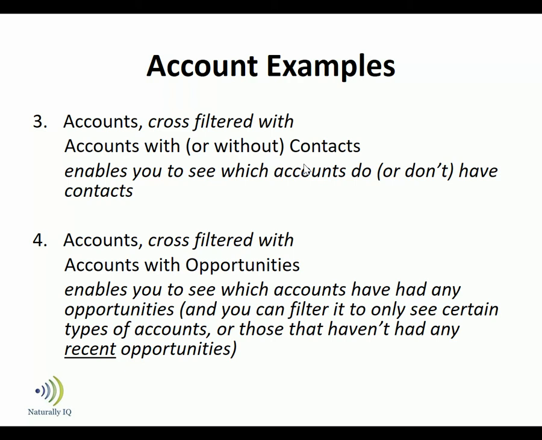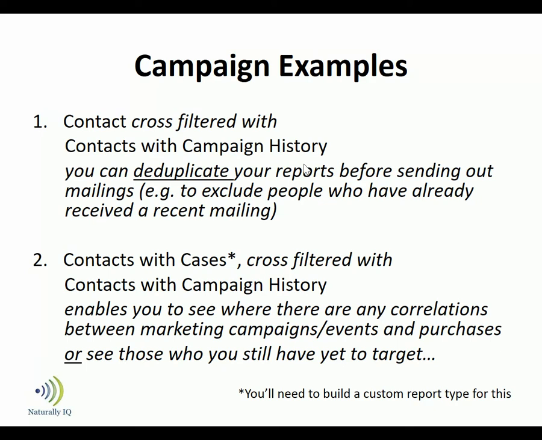Next, we have accounts cross-filtered with accounts with opportunities. This would allow you to see which accounts have had any opportunities, and you can filter it to only see certain types of accounts, or those that haven't had any recent opportunities. We're now going to run through a few more examples.